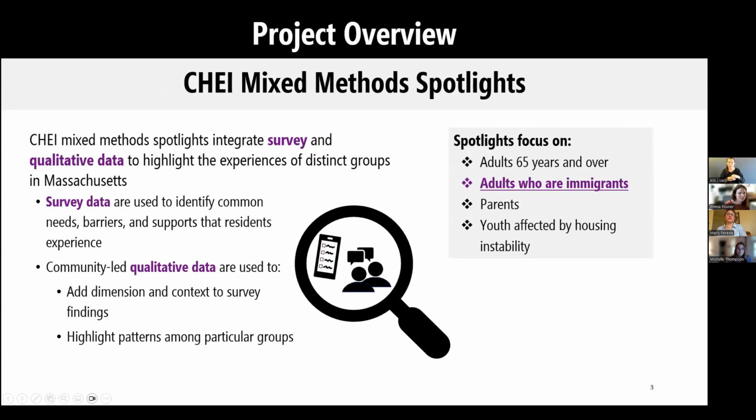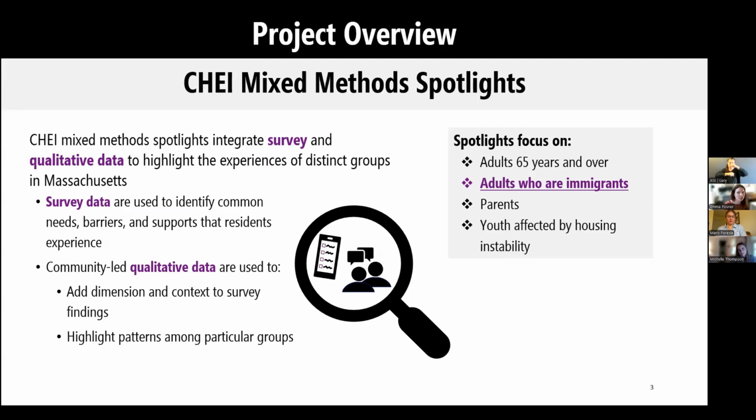Next slide, please. As part of our work, we created a series of mixed methods spotlights. These spotlights bring together the CHEI quantitative data, the survey data, with the qualitative data collected by our community evaluators during their interviews and focus groups. By looking at these data together, we can add context and nuance that isn't possible to see by looking at either data source alone, and can identify patterns that help us better understand the experiences of residents in particular groups.